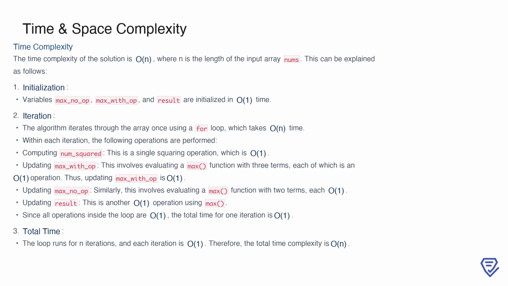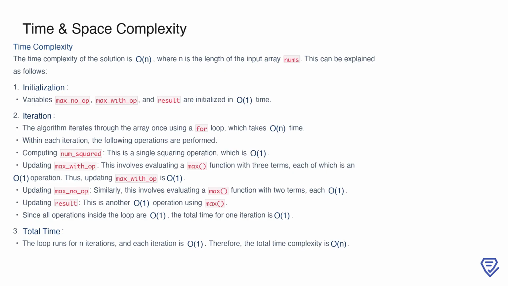Here, we analyze the time complexity of our solution, which is O(n), where n is the length of the input array. To break this down, the initialization of variables like max_no_op, max_with_op, and result takes constant time, or O(1). Then, we use a single loop to iterate over the array, which runs n times, contributing O(n) to the time complexity.